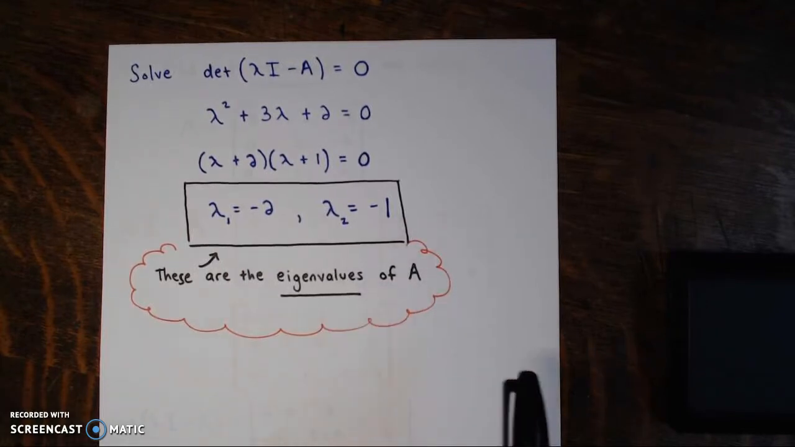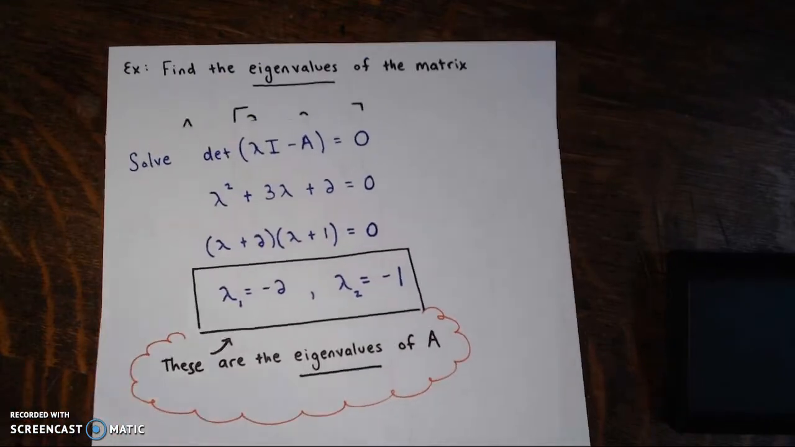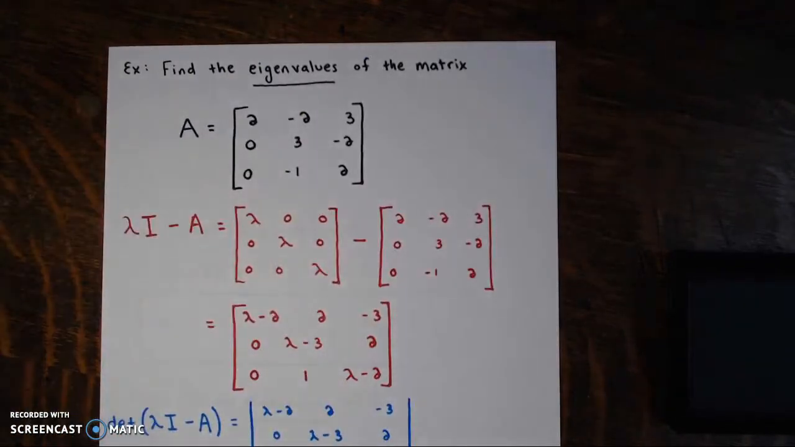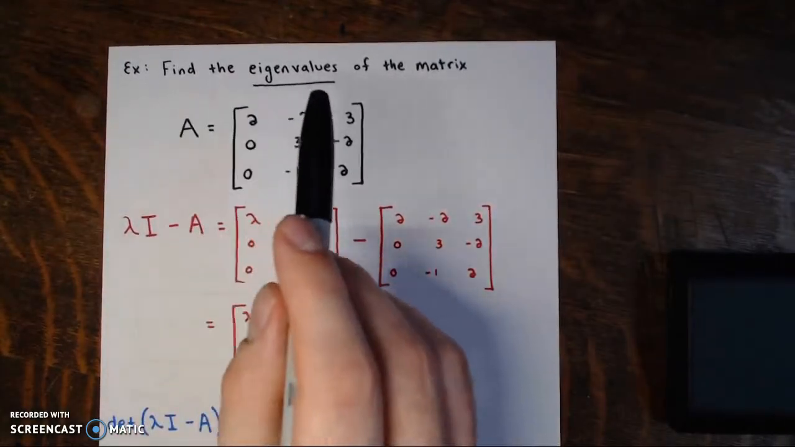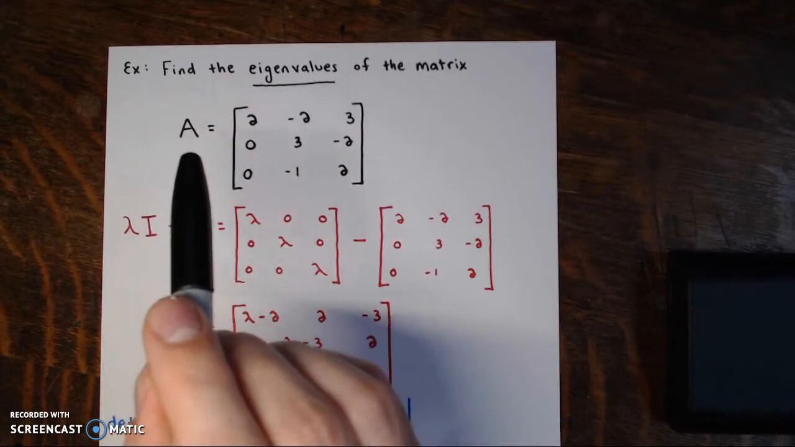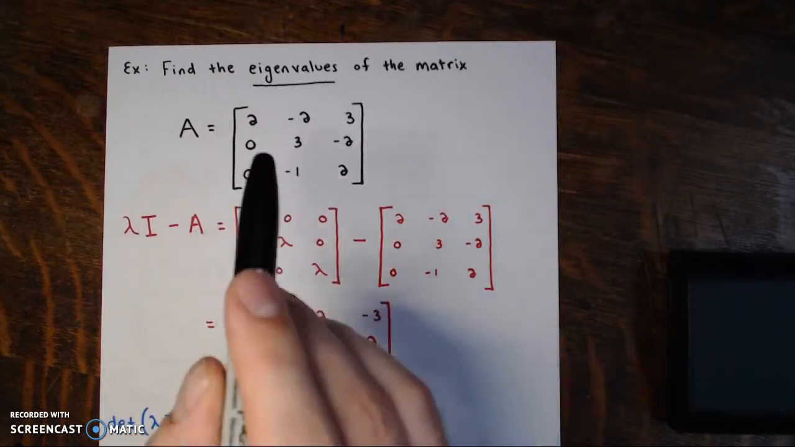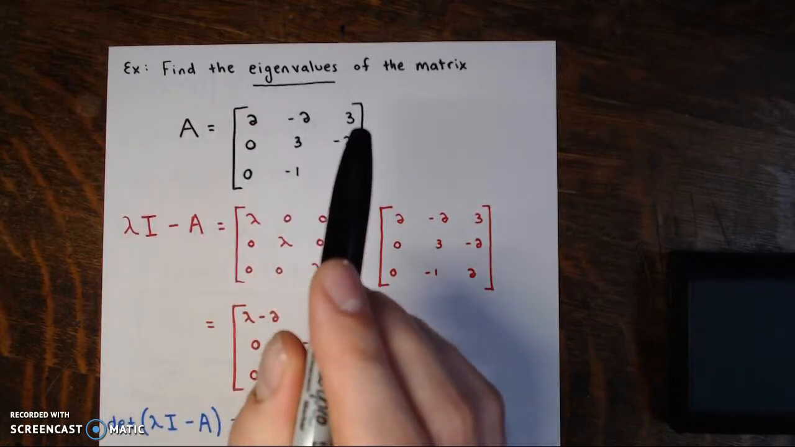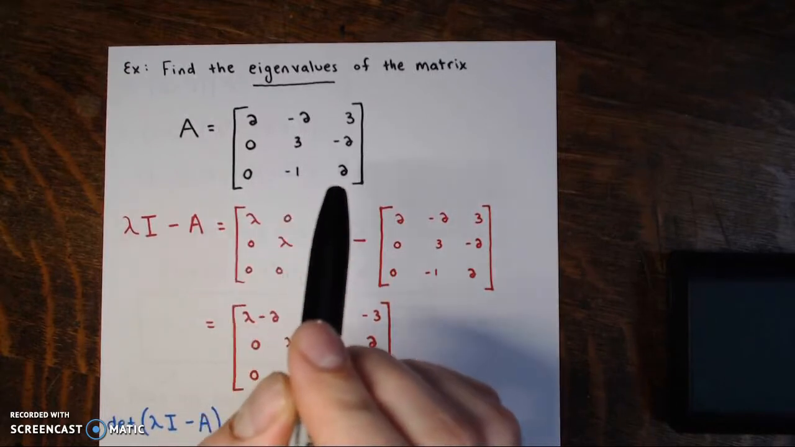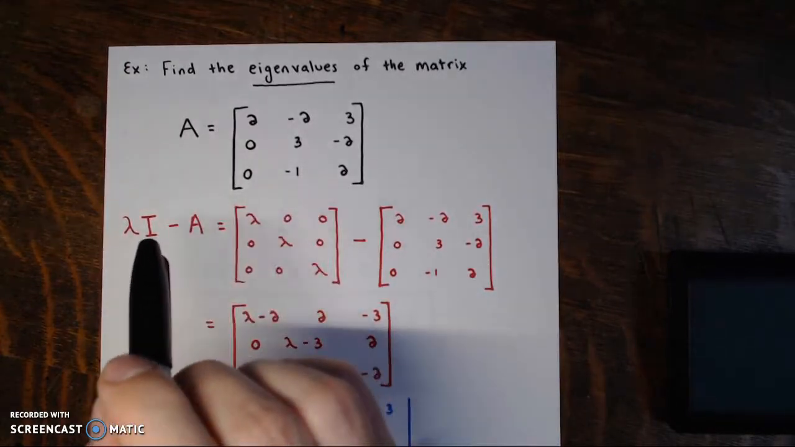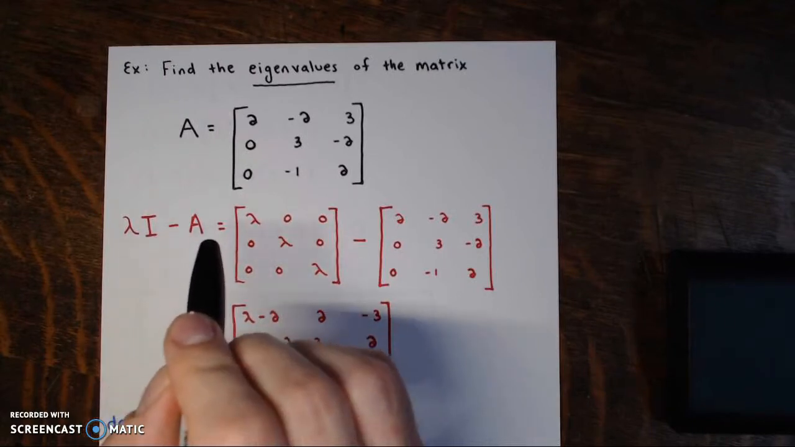So there was an example with a 2 by 2. I have one more where there's a 3 by 3 matrix. So say we're asked to find the eigenvalues of the following matrix. Again, A here is a nice 3 by 3 square matrix. Got 2, negative 2, 3, 0, 3, negative 2, 0, negative 1, 2. And we wish to find where the determinant of lambda I minus A equals 0.